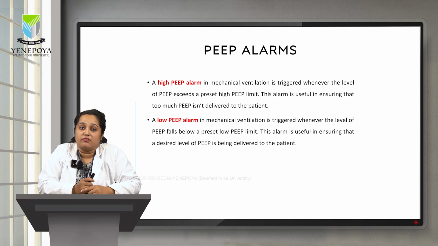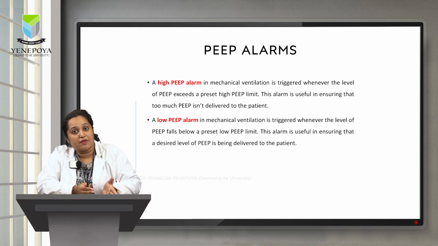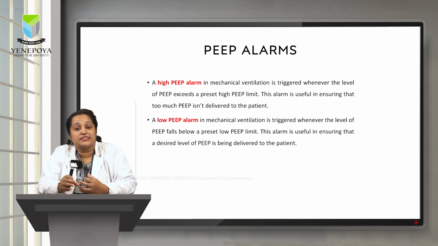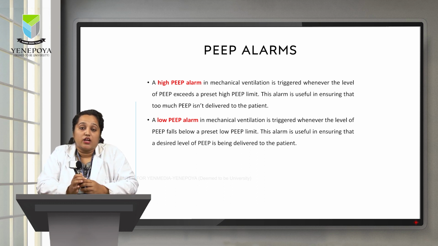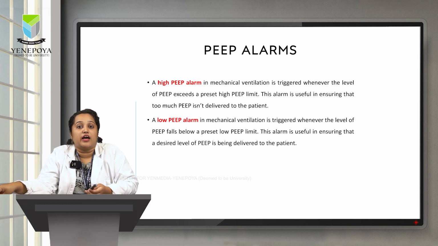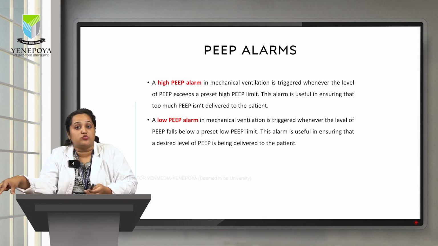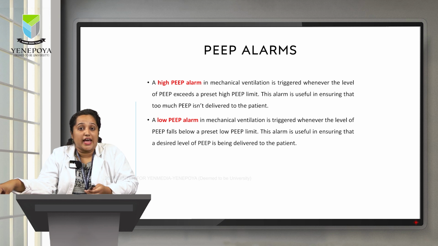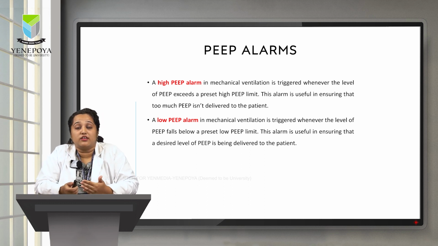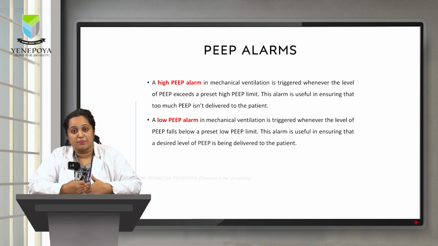And then there are PEEP alarms. Now PEEP alarms can be either a high PEEP alarm or a low PEEP alarm. Now a high PEEP alarm in mechanical ventilation is triggered whenever the level of PEEP exceeds a preset high PEEP limit. In such cases, if the patient needs that amount of PEEP, then definitely you need to go and alter the alarm settings for PEEP. But if the patient is not requiring that high PEEP and still there is some auto triggering happening, then we need to troubleshoot it. And a low PEEP alarm is usually triggered when the PEEP falls below the preset value.